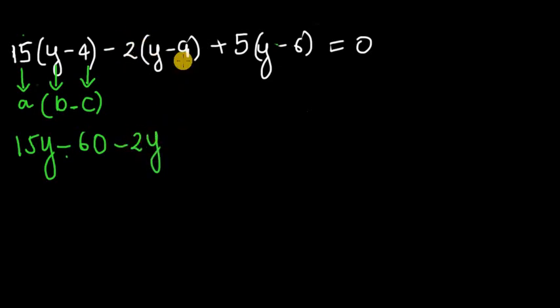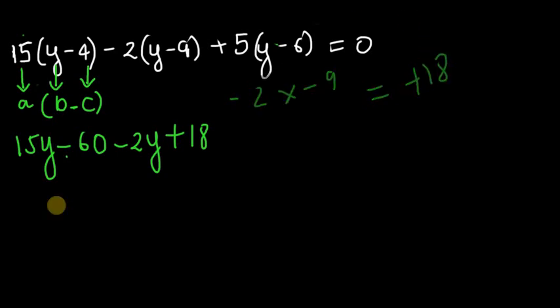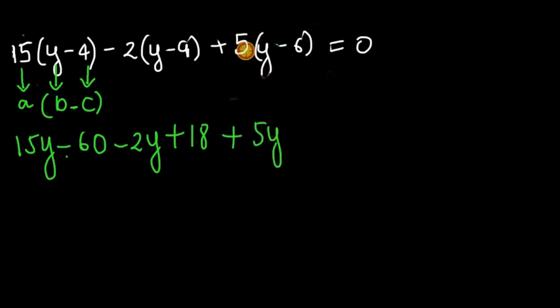Then minus 2 into minus 9 is plus 18. Look at this, minus 2 into minus 9. Minus into minus means it is plus, then 2 into 9 is simply 18. That is why it is plus 18. Then plus 5 into y, that is 5y, and 5 into minus 6, that is minus 30, equal to 0. So we have expanded it.